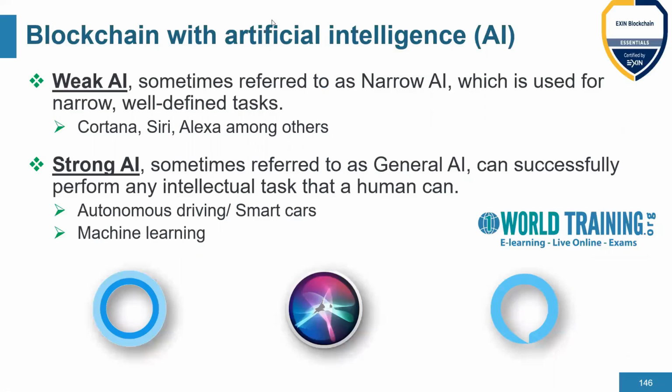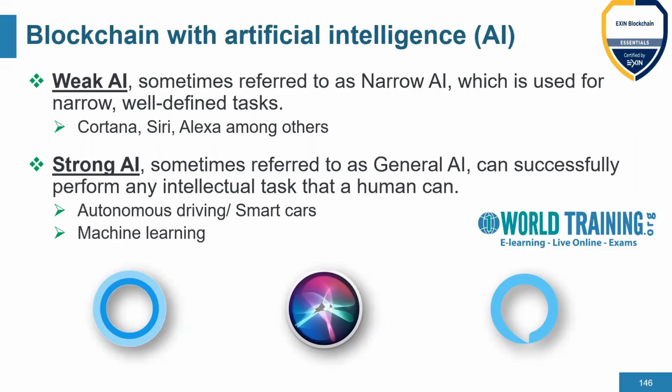Now let's see how blockchain can work with artificial intelligence. Artificial intelligence is basically a concept wherein you have different agents who can carry out tasks, and they should be able to execute the tasks if these are repeated in nature. There are mainly two types of AIs: one is weak AI and the second is strong AI.